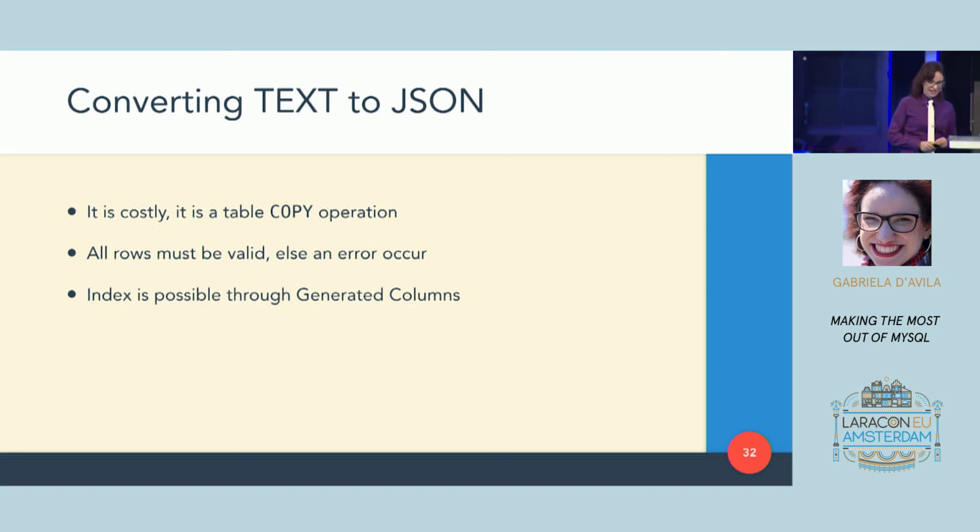However, before you convert text to JSON, you must think really carefully, because it's a copy operation. As I explained, it's really slow. And all rows must be valid. If one row doesn't have a JSON field, it's converted to empty, but if you have a syntax error, it's not going to work. What I recommend, and I forgot to put it in the slide, is a function called JSON_VALID. You can validate before you do the upgrade whether the field you're trying to convert is valid for conversion. And indexes are only possible through generated columns. That's the only way you can do that. That's why I spent that much time explaining it to you.